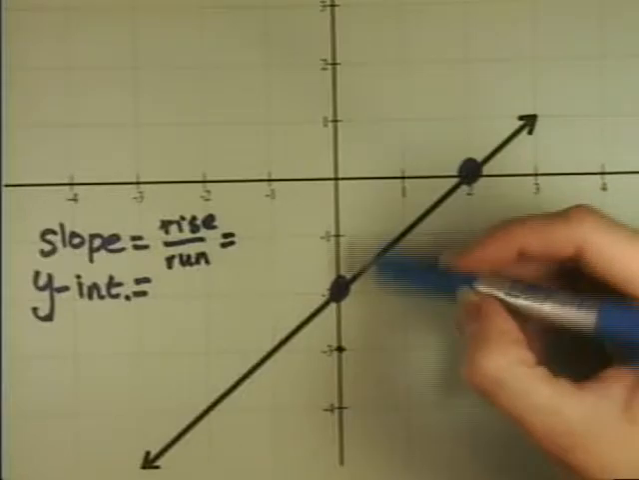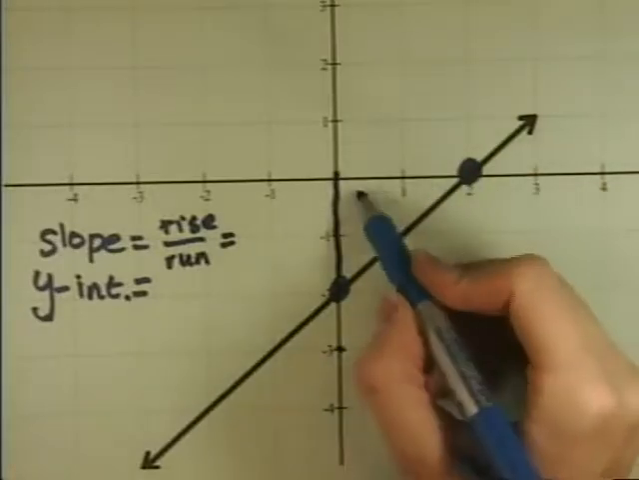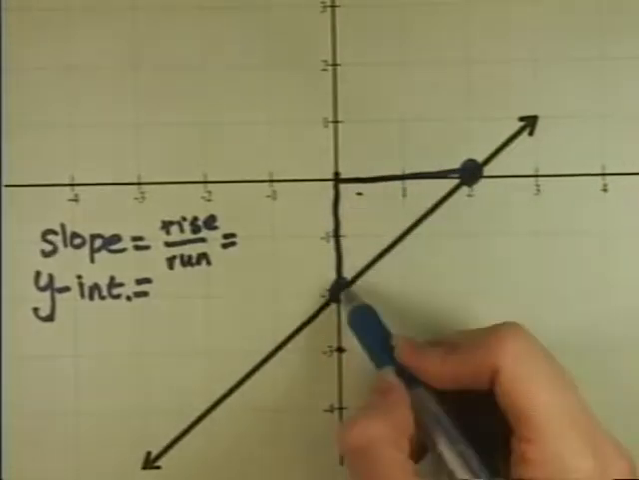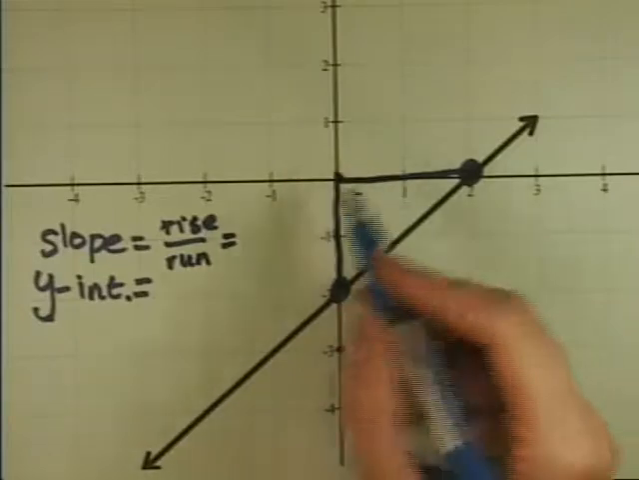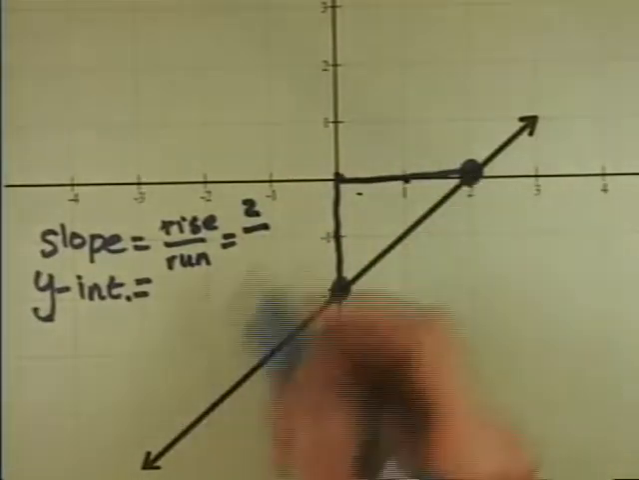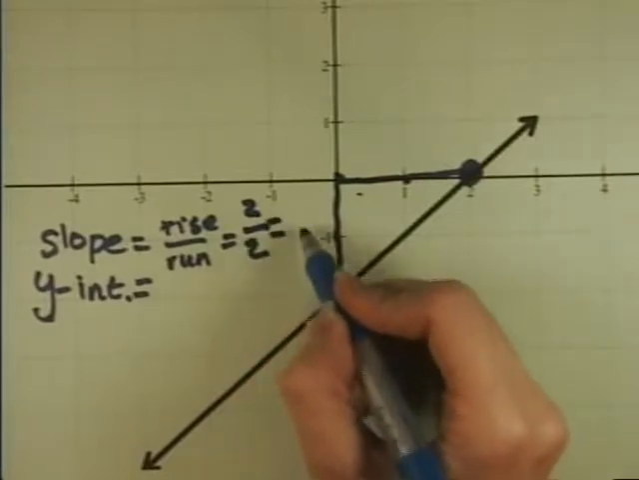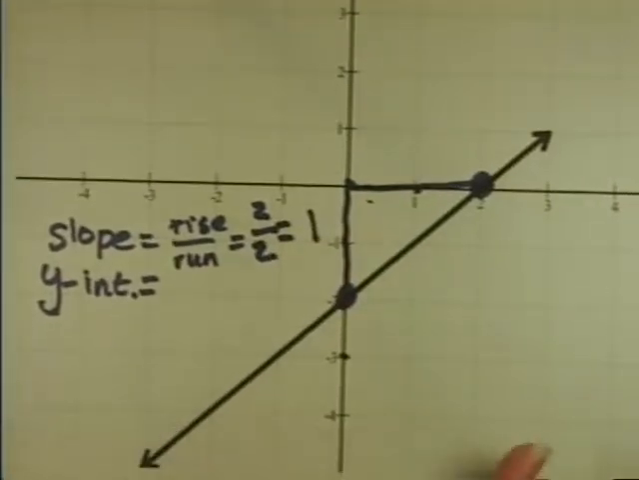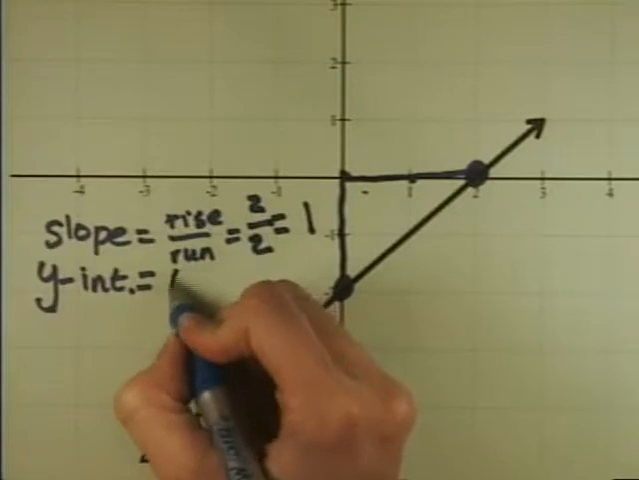Tell me how many times do we go up and over to get to the next point? So how many units did we go up? 2. So we did 2 over 2. So what does that reduce to? 1. Okay, and what is my y-intercept?